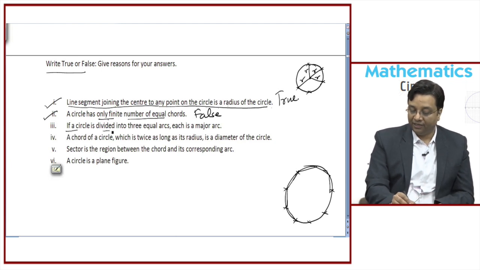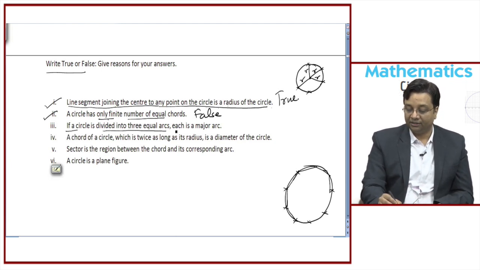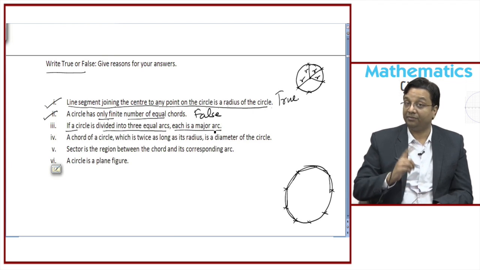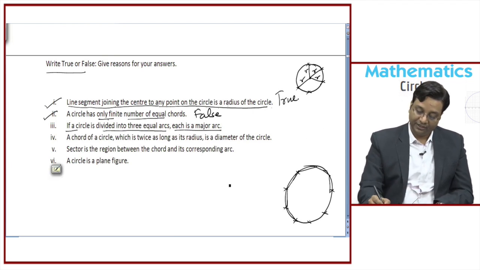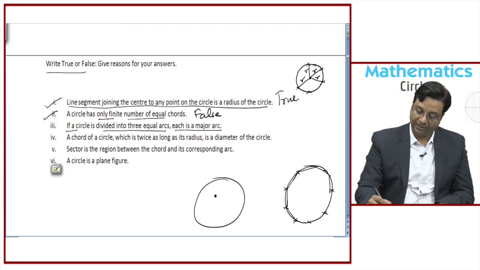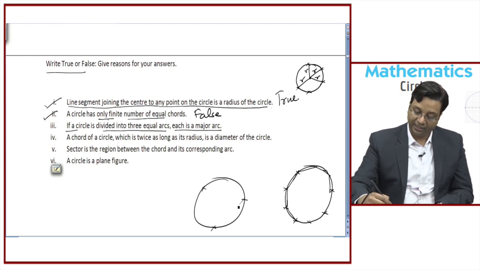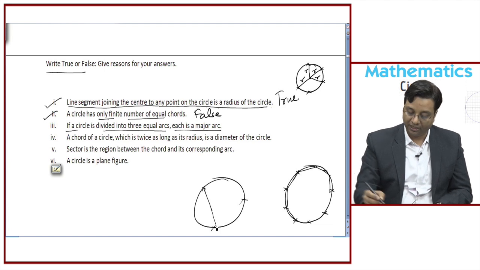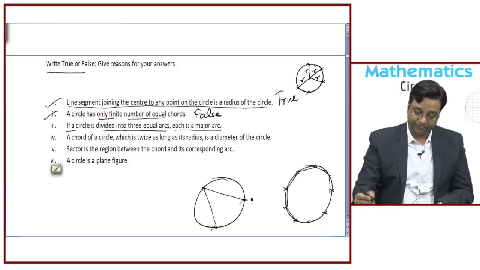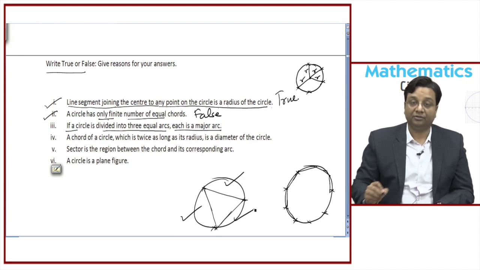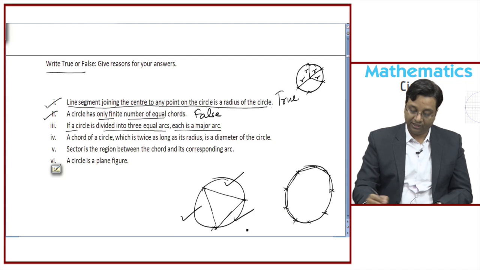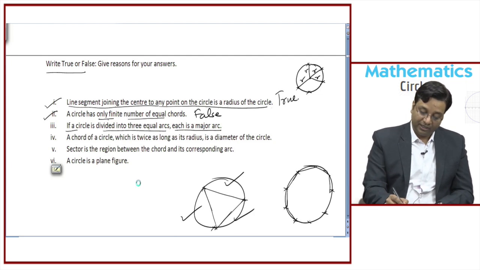If a circle is divided into 3 equal arcs, each is a major arc. Let us say this is the circle. If I divide it into 3 equal parts, let us say this arc is equal to this arc and is equal to this arc. So these 3 arcs are equal. Each is a major arc. This is not true, right?